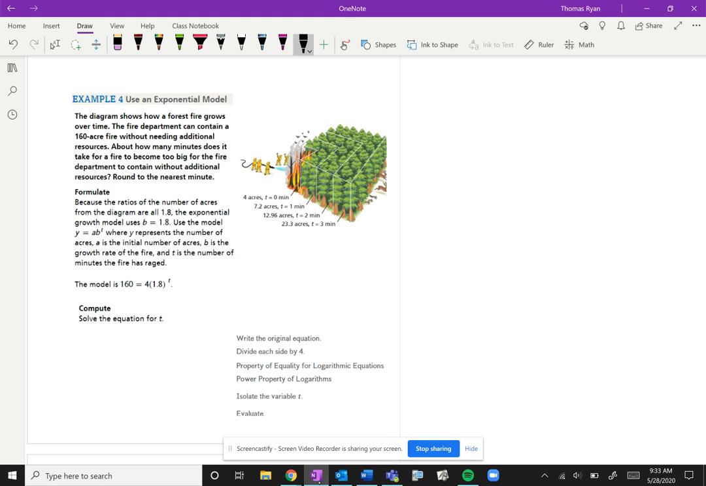Example 4 is just one of those problems that tries to put exponentials into context. It tries to put what we're doing in examples 1 and 3 into a real scenario. I'm not sure exactly how accurate this is, but it seems accurate enough. It's something that we can kind of relate to, unfortunately.